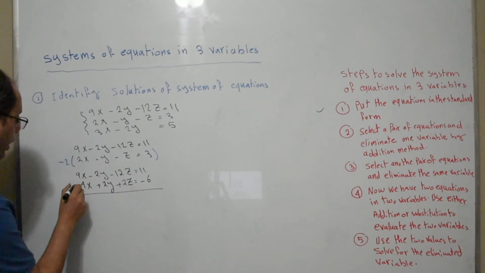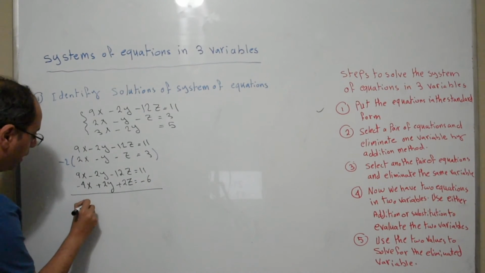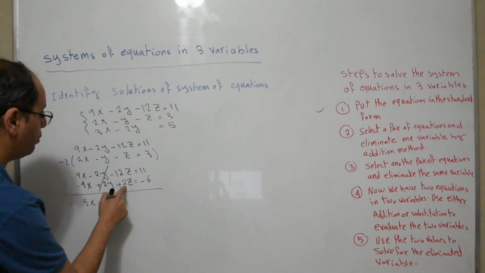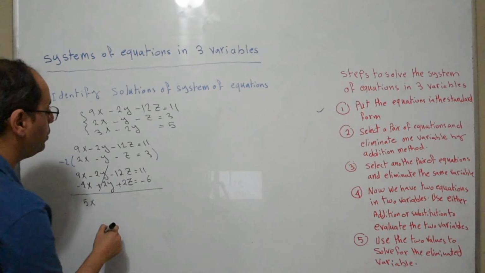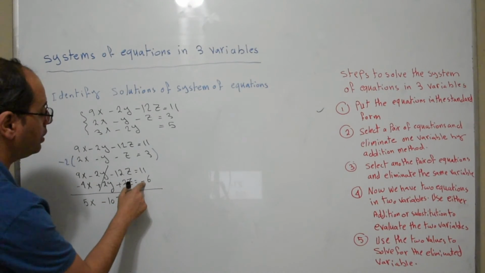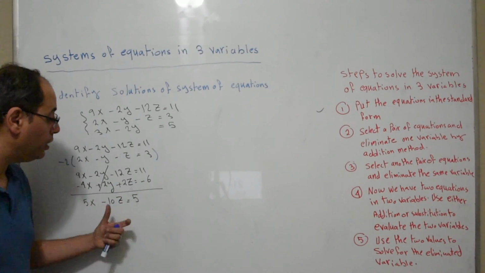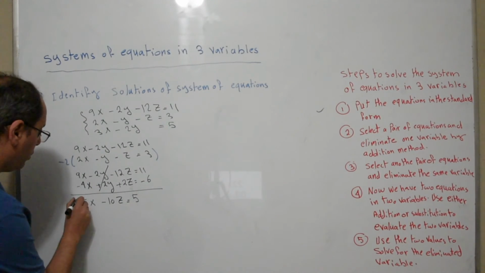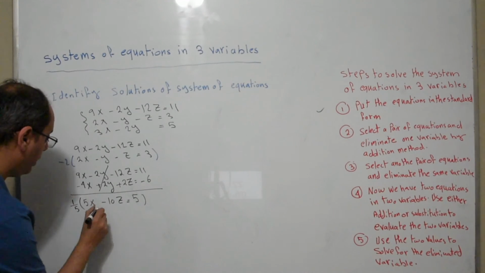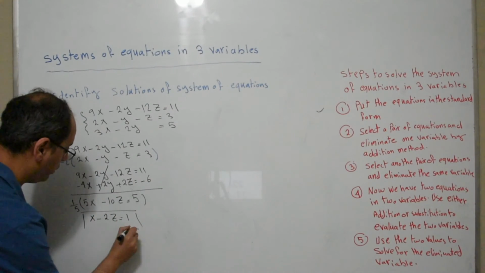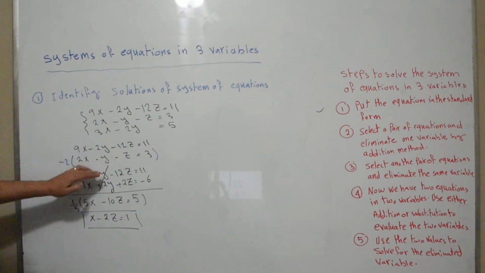Add. So I have 9 minus 4 is 5x, and here the y's cancel out. And I have negative 12 plus 2 is negative 10z, which is equal to 11 minus 6, which is 5. So this is the first equation that I got. Is there any way to simplify that? Yeah, we multiply by 1/5. So I got here x minus 2z is 1. Okay, so I eliminated y.